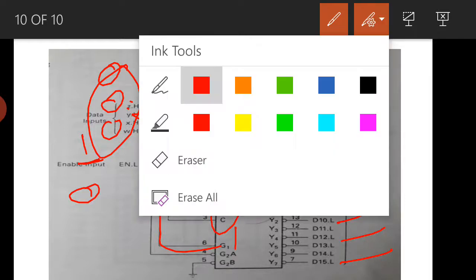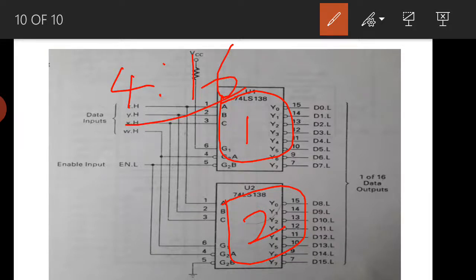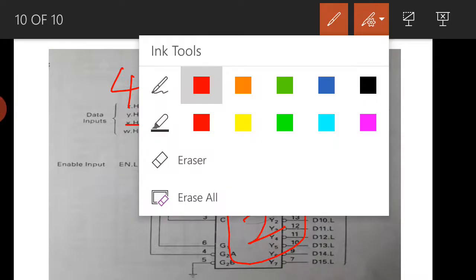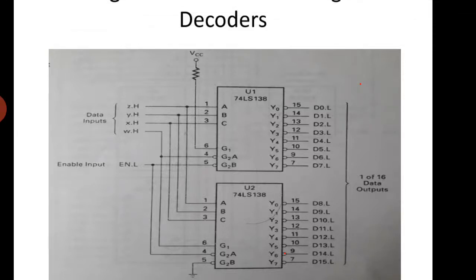So like this, by using two 3 to 8 decoders, I can construct a 4 to 16 decoder. This is how to design the 4 to 16 decoder using 3 to 8 decoders. After seeing all those things, this is the last slide with respect to decoder.